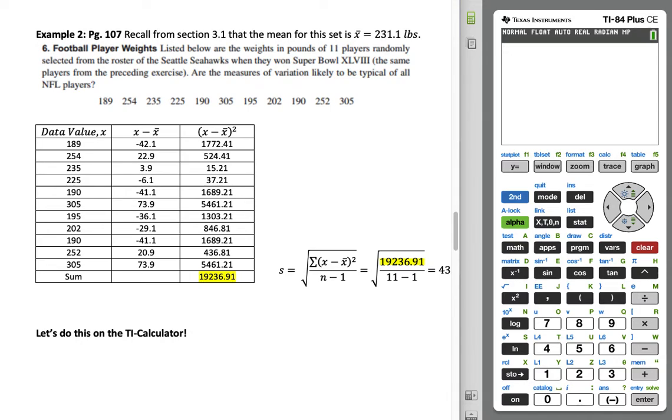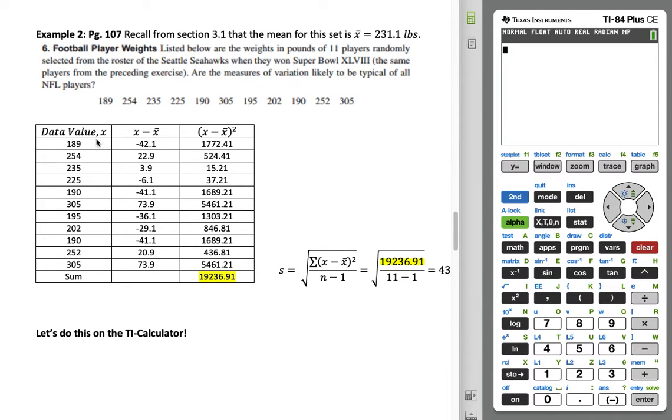How to use our calculator to calculate the standard deviation for a sample. So here I have a sample of the weights of 11 players randomly selected from the Seattle Seahawks. And what I have on the left here is an Excel sheet that shows you that if you want to use the formula to manually calculate that standard deviation, it's quite tedious because the first thing that we need to do is calculate the sample mean, which previously we found was 231.1 pounds.